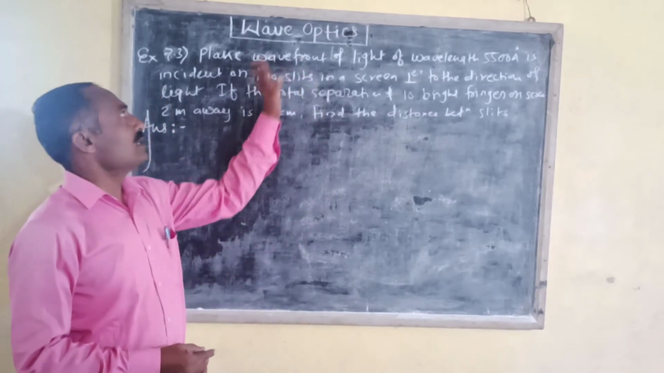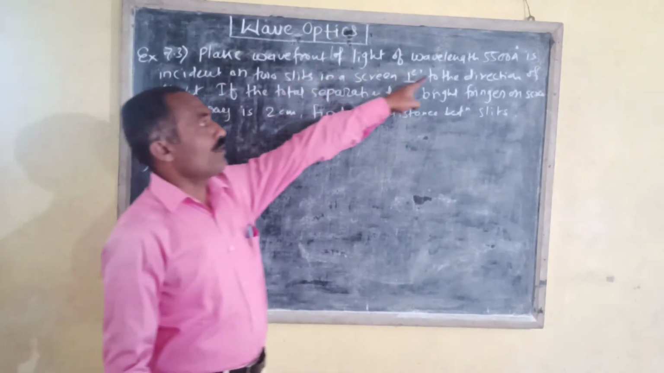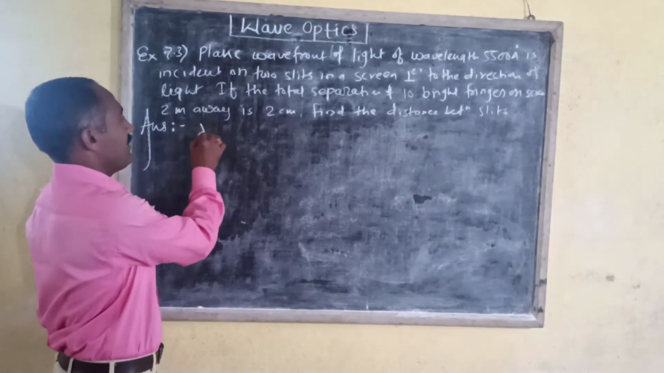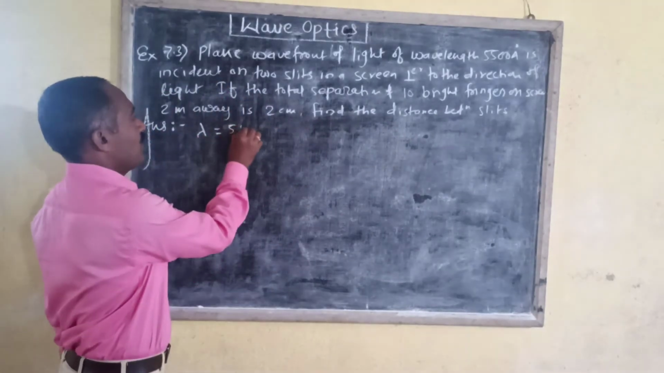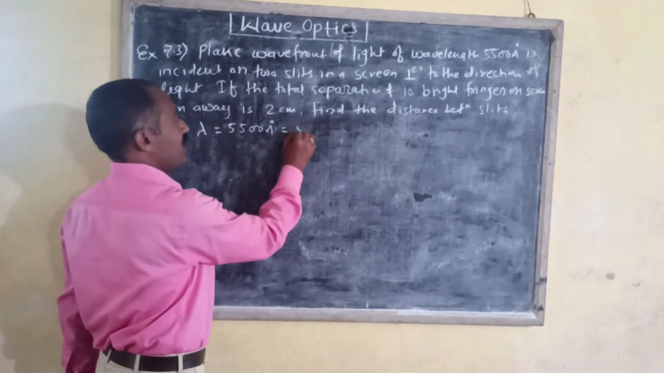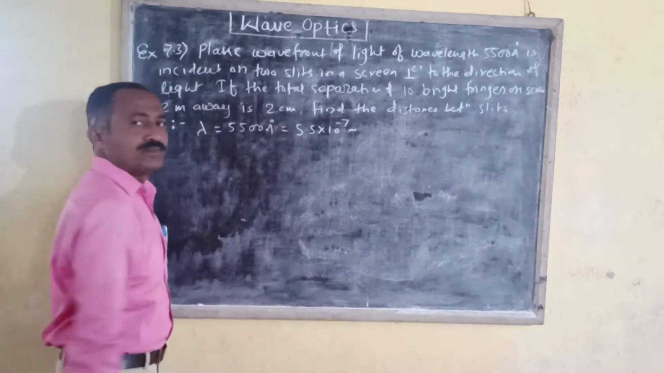Now we have to see the example. Plane wavefront of light of wavelength 5500 angstrom unit, means we have been given the wavelength lambda equal to 5500 angstrom unit, which is equal to 5.5 into 10 to the power minus 7 meter.